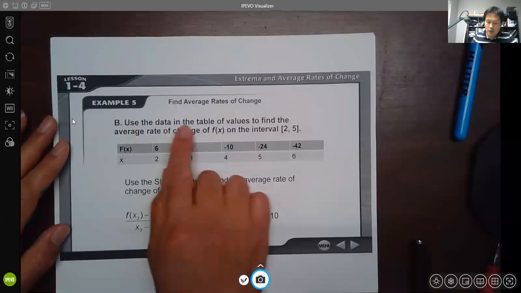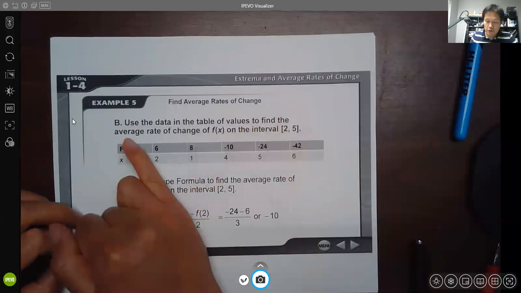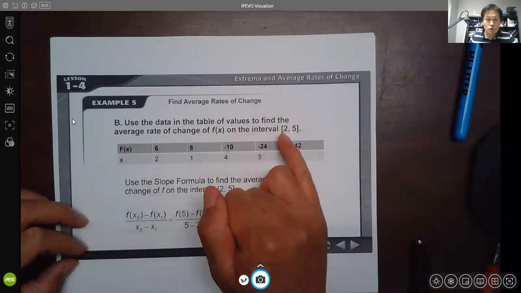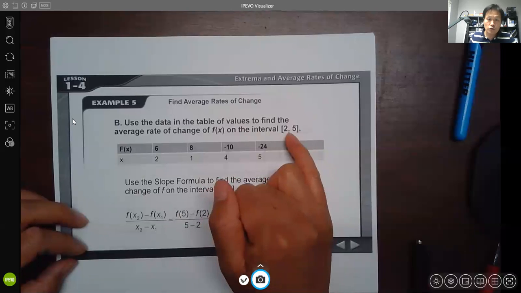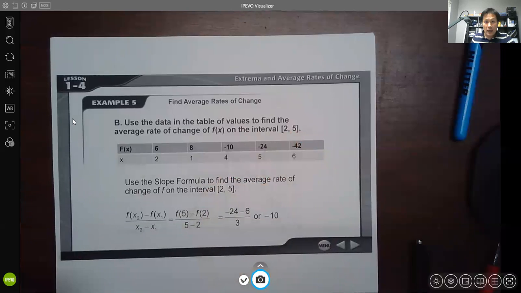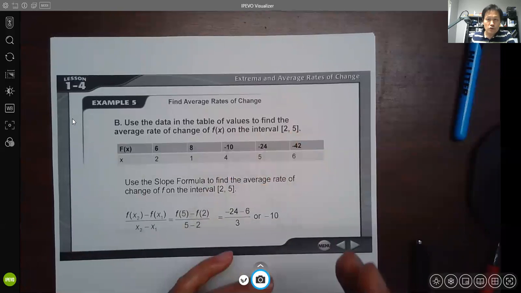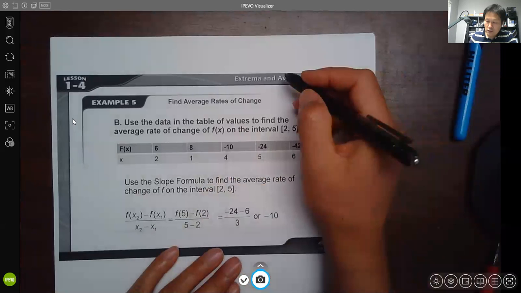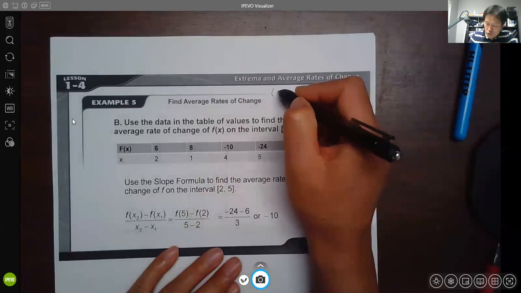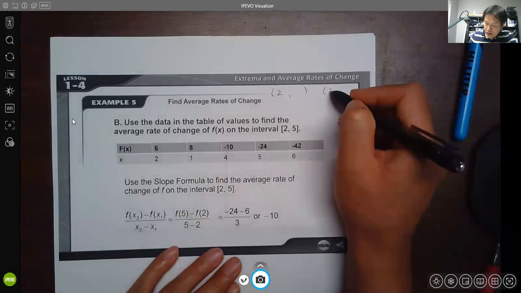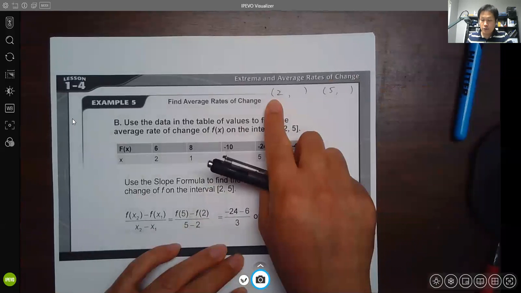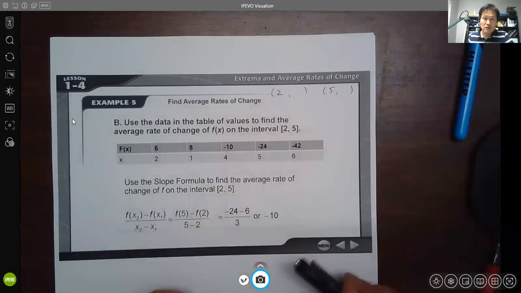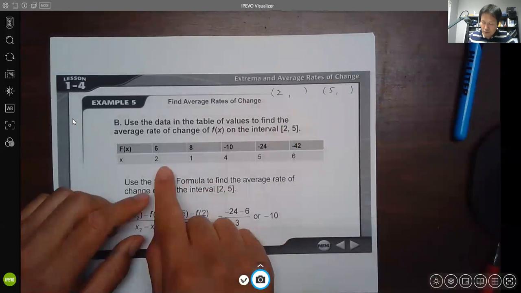Okay, use the data in the table value to find the average rate of change on interval 2 to 5. Again, all you have to do is find the 2 points. I gave you x value, I gave you x value, 2, 5. Find the y value. This is easier than previous question. Why? Y value is sitting right there.